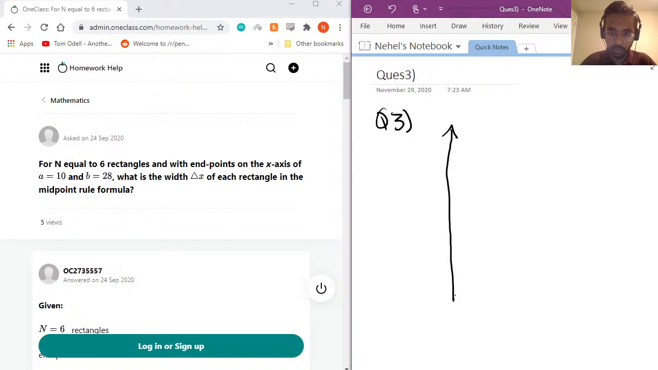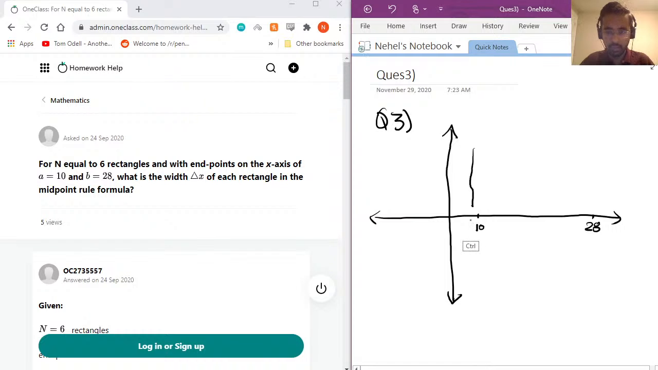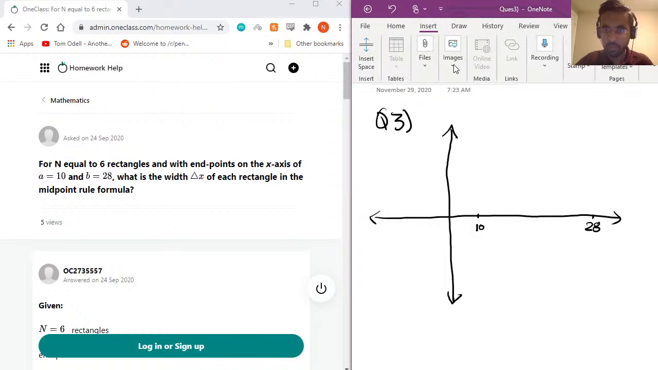So I'm just gonna draw that out here very roughly. So this is our x-axis. Let's say this is 10 and then this is 28. So between these, we don't know the height of the rectangles, but we just know that there are 6 of them. So let me see if I can do it through shape.